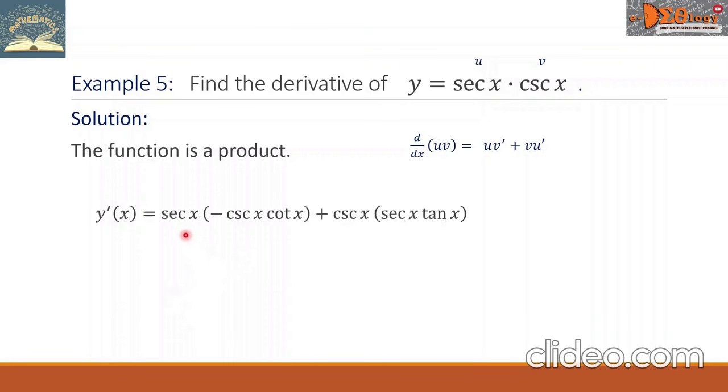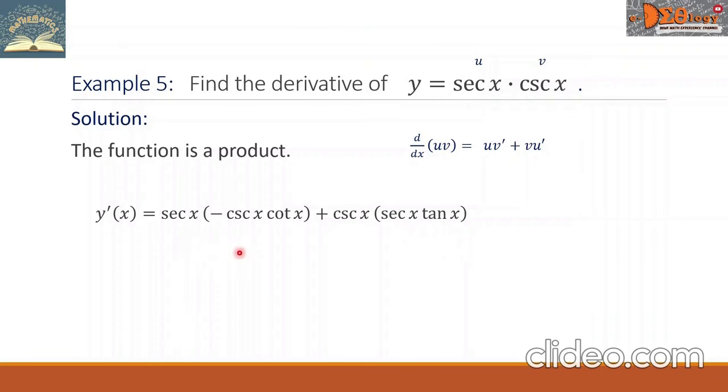So we have now secant x, we copy the first function, times derivative of the second function. Derivative of cosecant x is negative cosecant x cotangent x, plus we copy the second function, cosecant x, times derivative of the first function. The derivative of secant x is secant x tangent x.